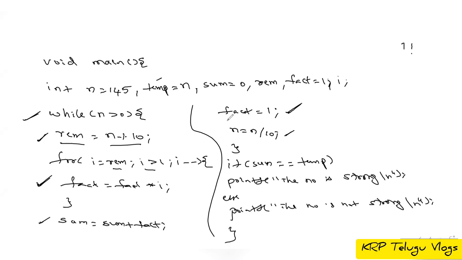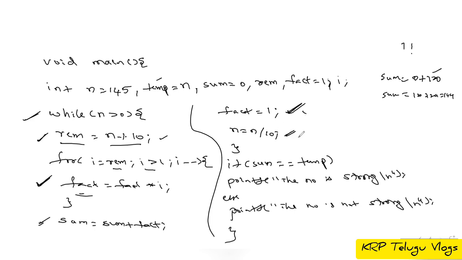So after adding, see, first sum is equal to sum plus fact. Fact value is how much? 5 factorial, 120. So 0 plus 120, correct? Yes, sir. So now fact value again you are resetting to 1. So again you will take next 4. So remainder is 4. So 4 factorial it will do. 4 factorial is how much? 120 plus 24, so 144, correct? Yes, sir.